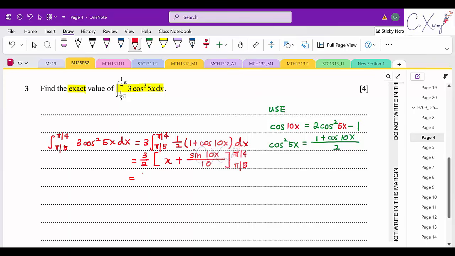Then please substitute in the values now. For pi over 4, I'm having pi over 4. Okay, 1 over 10, I just copy it as 1 over 10. Sine 10x, so 10 divided by 4, you'll be having 5 pi over 4. Sorry, 5 pi over 2. After you simplify it, 5 pi over 2. Minus, substitute in pi over 5 into the x. Sine 10x means there's 10 multiplied with pi over 5, and you're having 2 pi here.